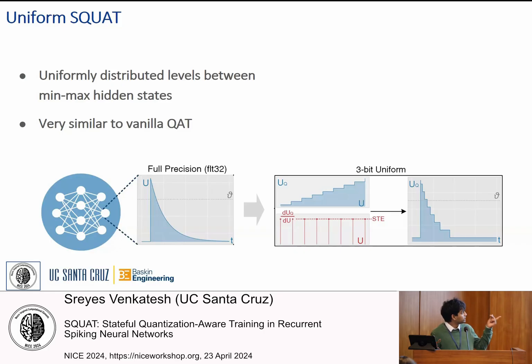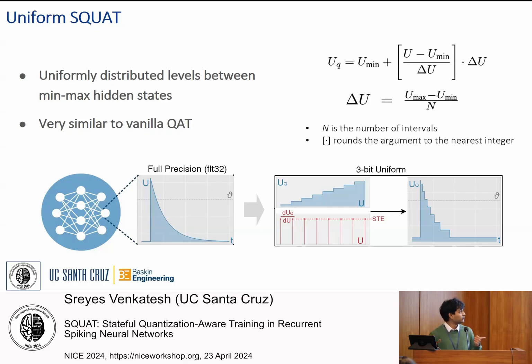And as you can see in this diagram, the full precision version is on the left. Because it's uniform SQUAT, the differentials, the DUQ over DU, are all of equal size. That's also represented in the steps of the quantized membrane potential, where you can see all the heights of the steps are also equal size. Now, there is some beautiful math on how we go from full precision to the quantized levels, but for the sake of brevity, I won't get into it.